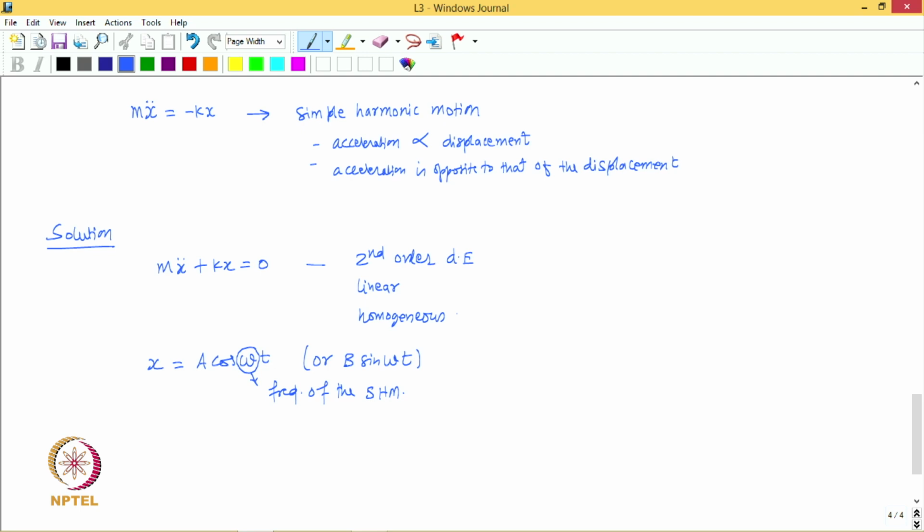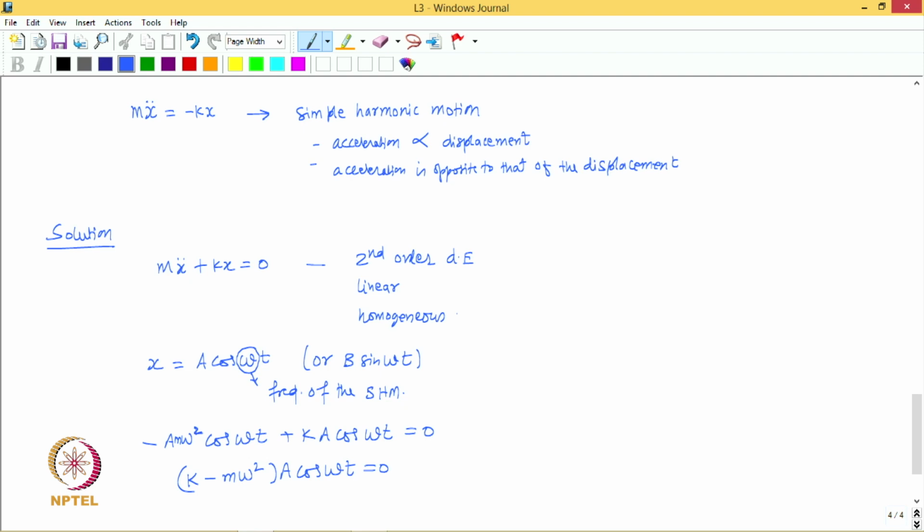So, now to check whether this indeed is a solution or not, we can substitute this in the differential equation, right. So, if we substitute this in the differential equation, what do we get? If I differentiate cos omega t twice, I get minus a omega square cos omega t, plus k a cos omega t is equal to 0, and I get, sorry, I also have an m here which I have forgotten to write. So, k minus m omega square, a cos omega t is equal to 0, that is what we get.